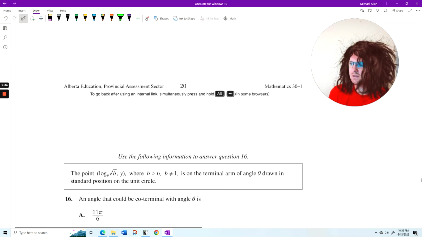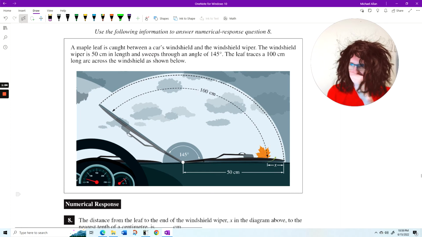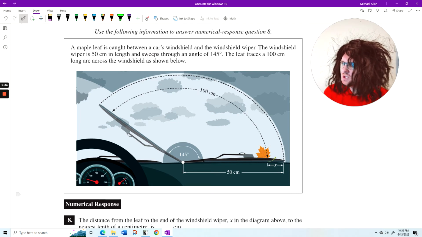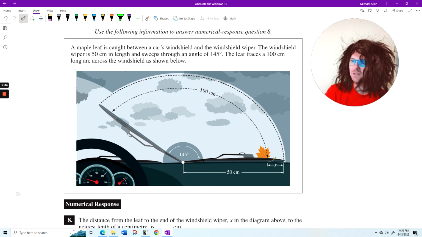Alright, so now we're getting into the trigonometry section. So a typical arc length question. A leaf is caught between a car's windshield and the windshield wiper. The windshield wiper is 50 centimeters in length, so I'll indicate that down the bottom there. It sweeps at an angle of 145 degrees. Okay. Keep in mind that that's in degrees. And the leaf traces 100 centimeters.